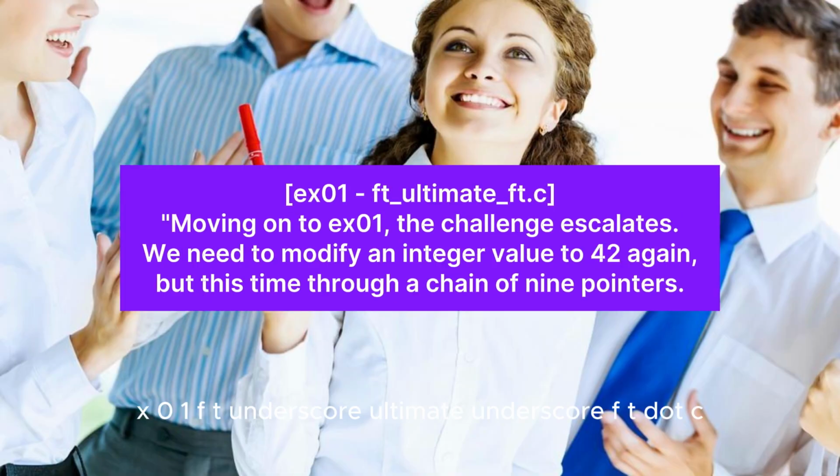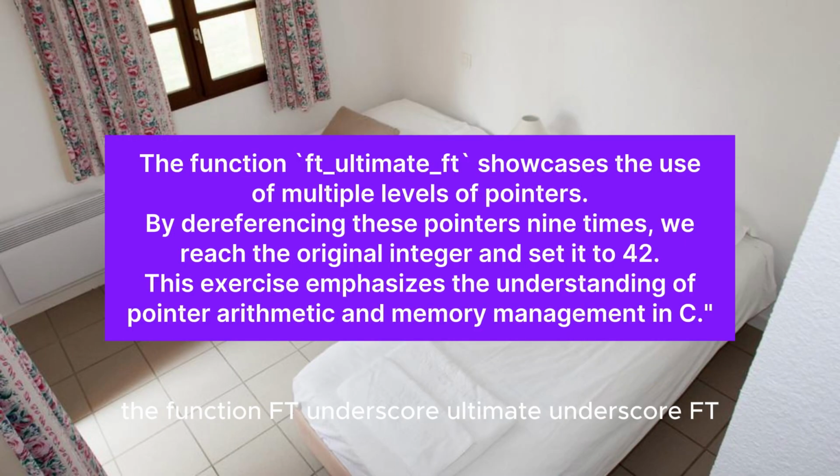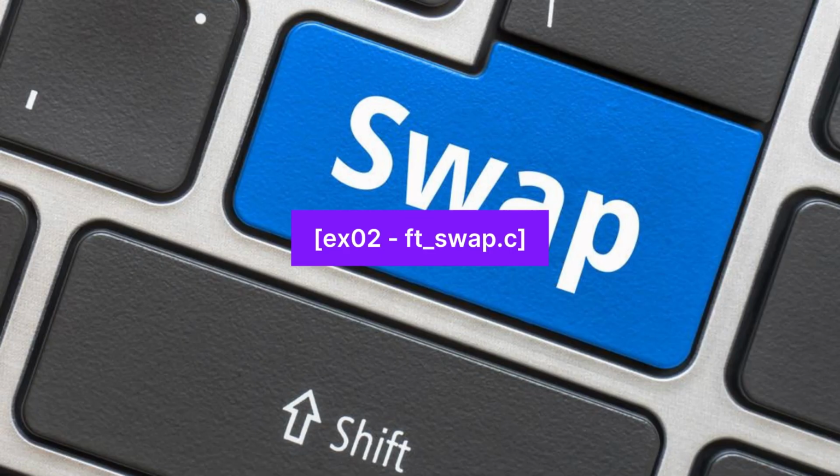X01. ft_ultimate_ft.c. Moving on to X01, the challenge escalates. We need to modify an integer value to 42 again, but this time through a chain of 9 pointers. The function ft_ultimate_ft showcases the use of multiple levels of pointers. By dereferencing these pointers 9 times, we reach the original integer and set it to 42. This exercise emphasizes the understanding of pointer arithmetic and memory management in C. X02. ft_swap.c.